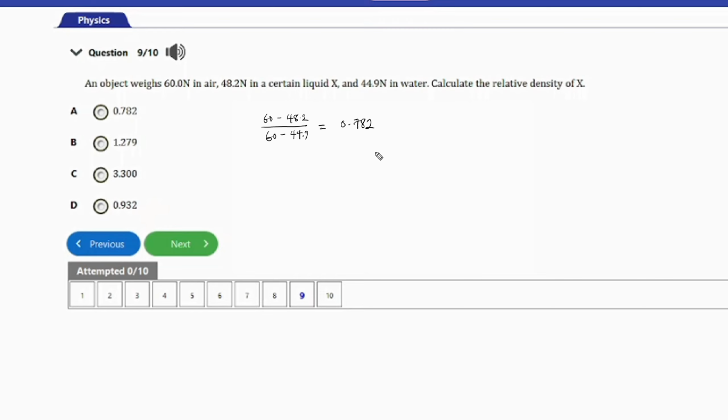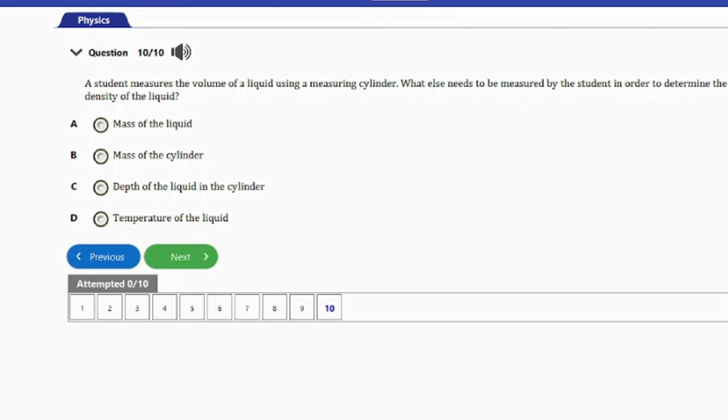So let's go ahead and consider the next and last question for us here today. That's question number 10 here. It says, a student measures the volume of a liquid using a measuring cylinder. What else needs to be measured by the student in order to determine the density of the liquid?